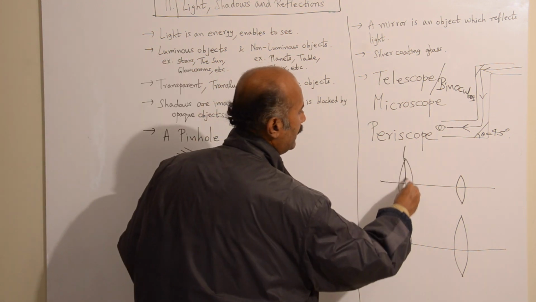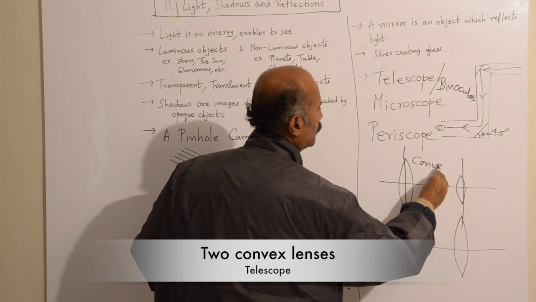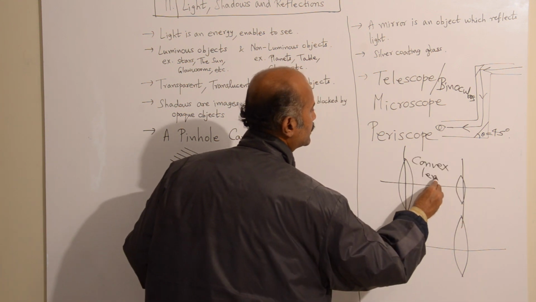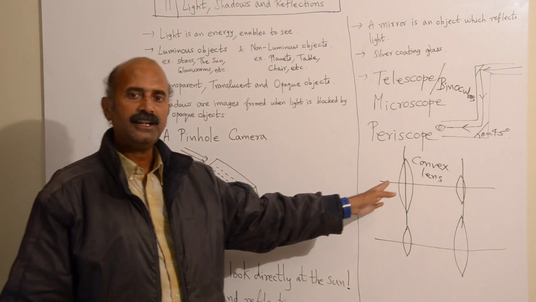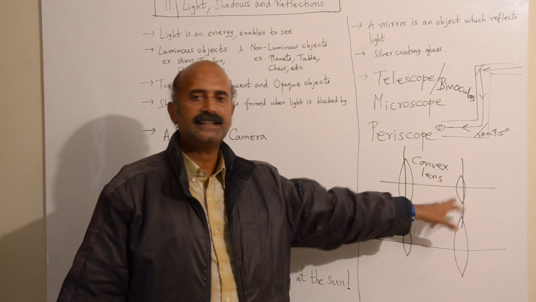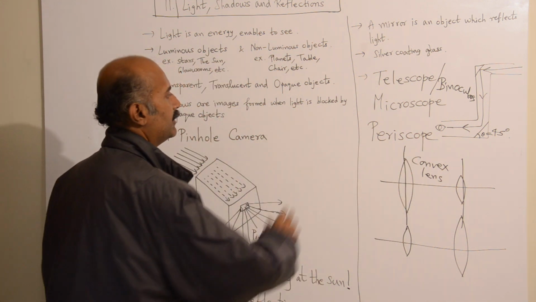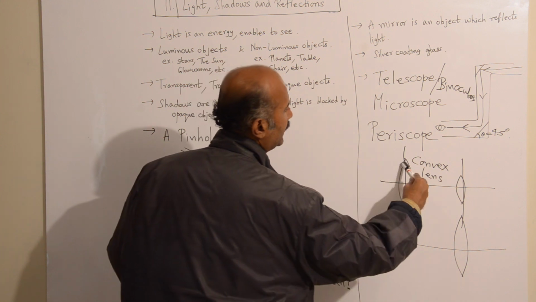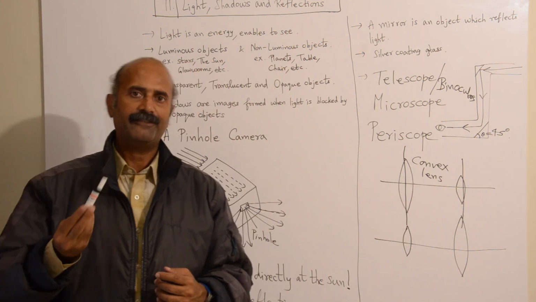What is a telescope made up of? A telescope is made up of two convex lenses. A bigger convex lens is placed in the front and a smaller convex lens is placed at the back towards the eyepiece. So what happens when the light rays fall on it? It refracts accordingly and it magnifies based on the laws of physics.